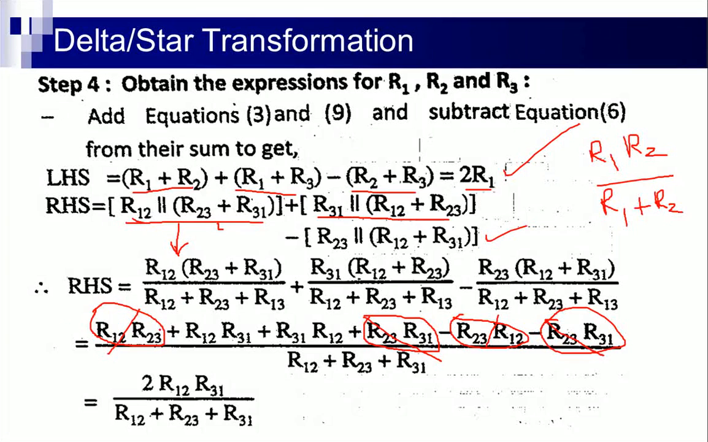So what terms are remaining? This term is remaining with me. So R12 R31 plus R12 R31 is 2 times R12 R31. And the denominator is R12 plus R23 plus R31.